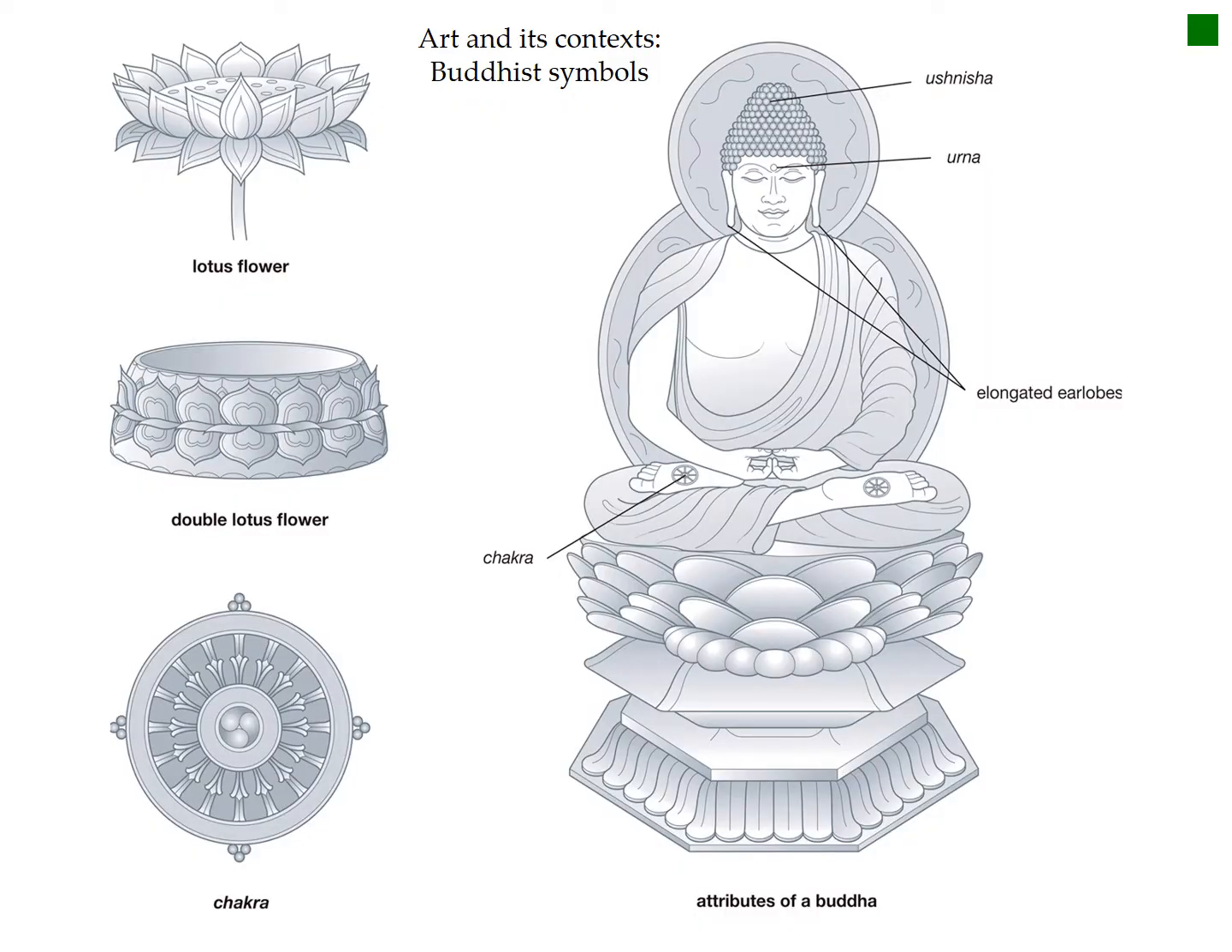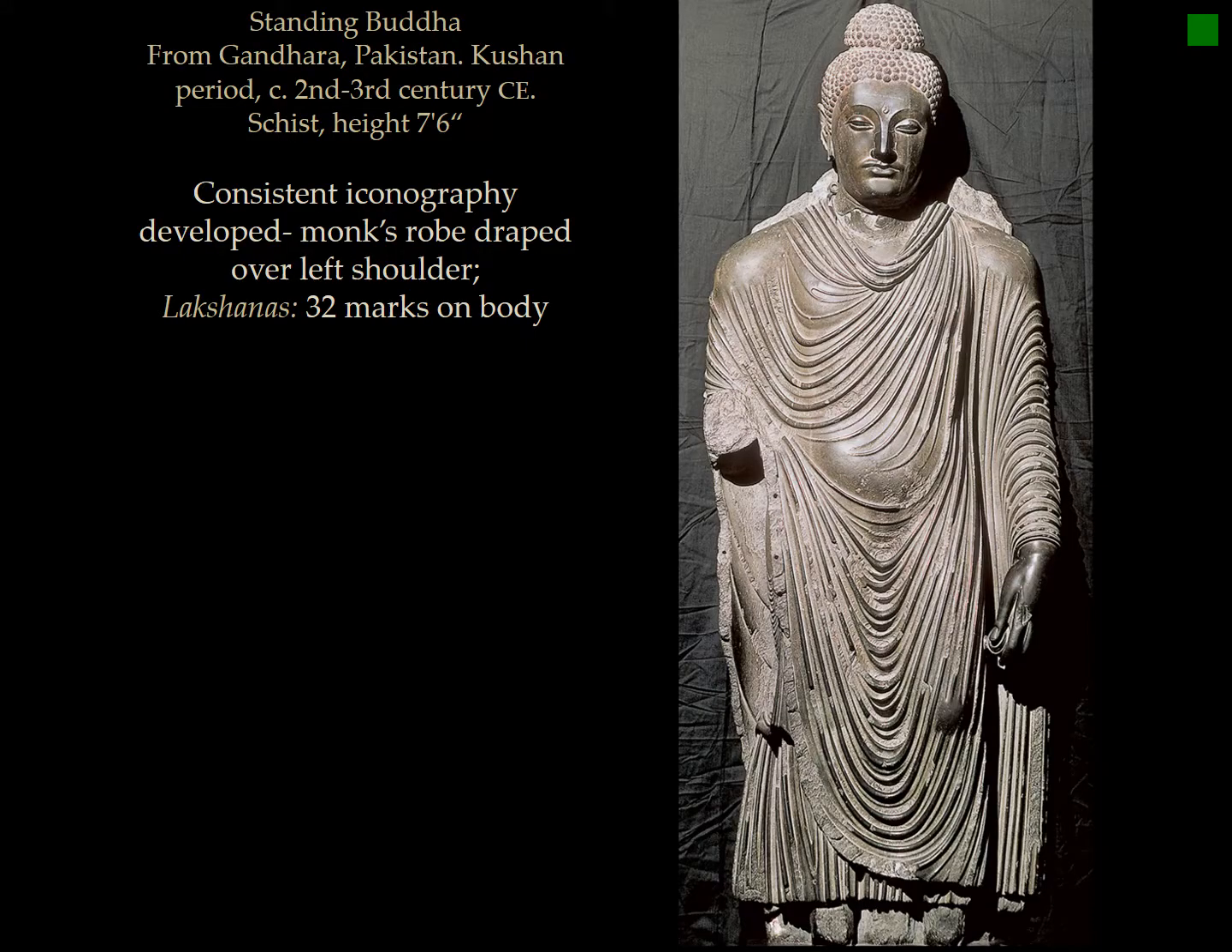Now, Buddha is going to be identifiable after the 1st century BCE with a specific set of iconographic conventions, but the lotus flower, the chakra, and the elongated earlobes, urna, and ushnisha are the most important that we'll discuss now. Here we have a standing Buddha figure from the 2nd and 3rd century Common Era, very large. We have the legs missing, but it still is 7 feet 6 inches tall. This consistent iconography that is developed is already in place here, as Buddha wears a monk's robe draped over his left shoulder, showing us his ascetic lifestyle as a monk separating himself from society.